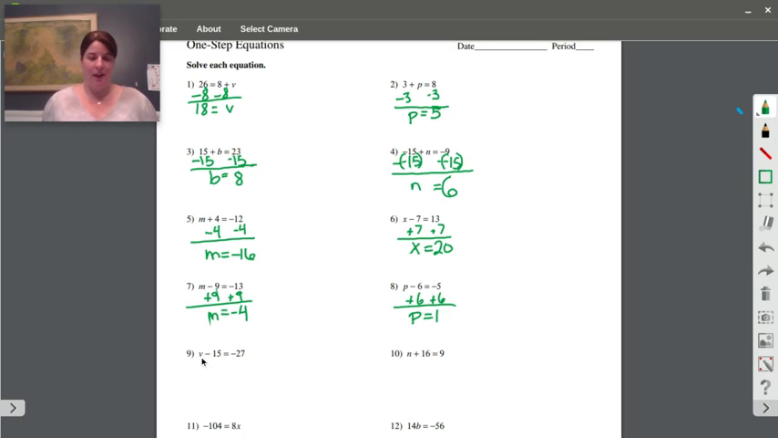All right, next, we've got v minus 15 equals negative 27. So again, we're just going to add 15 on both sides, and we end up with negative 12. Negative 27 plus 15 equals negative 12.